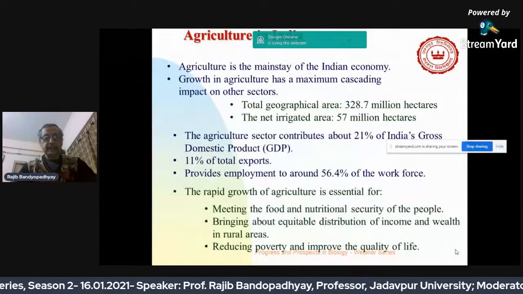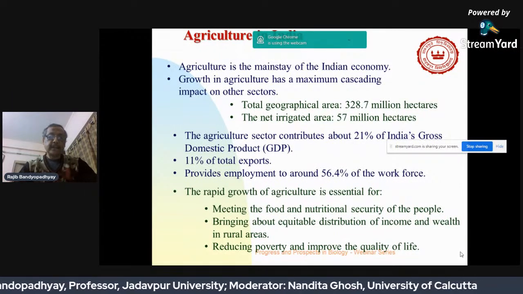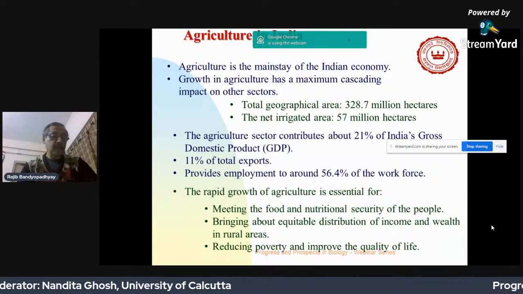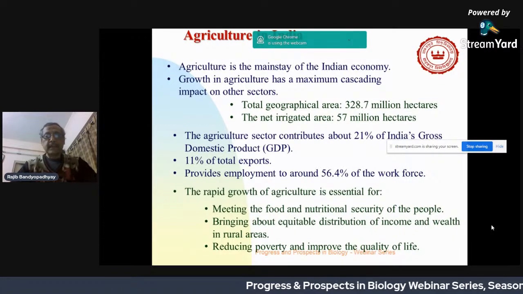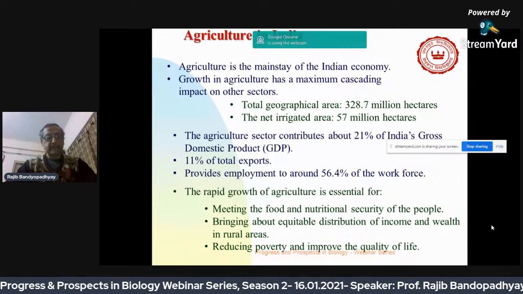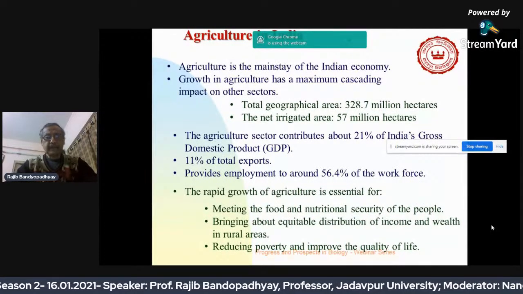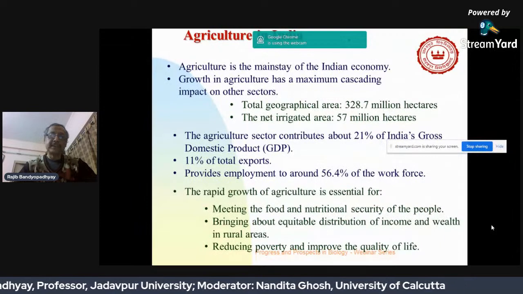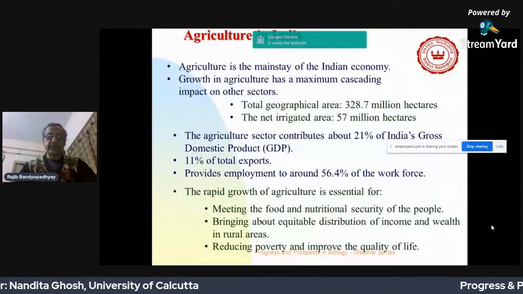So you see, the main reason why we have chosen agriculture is that it provides employment to around 56.54% of the Indian population. The population of India is so large that a lot of people are based on this agriculture. And whenever our agricultural production is good, our economy is good that year. And if it is bad, then it definitely affects our economy significantly.